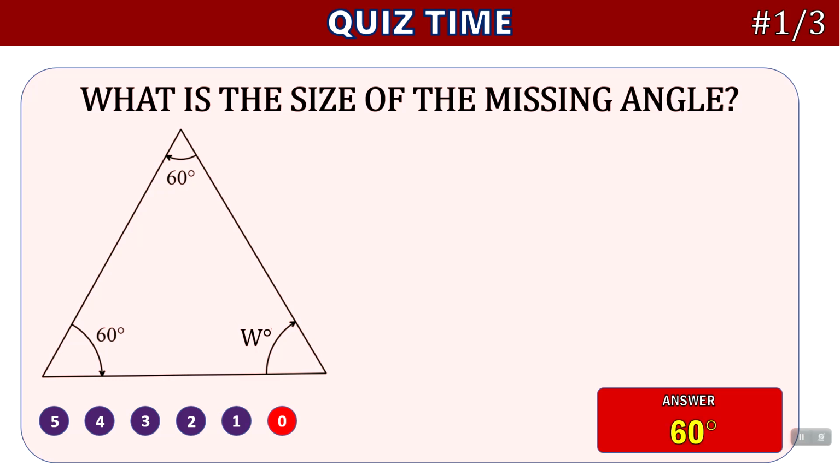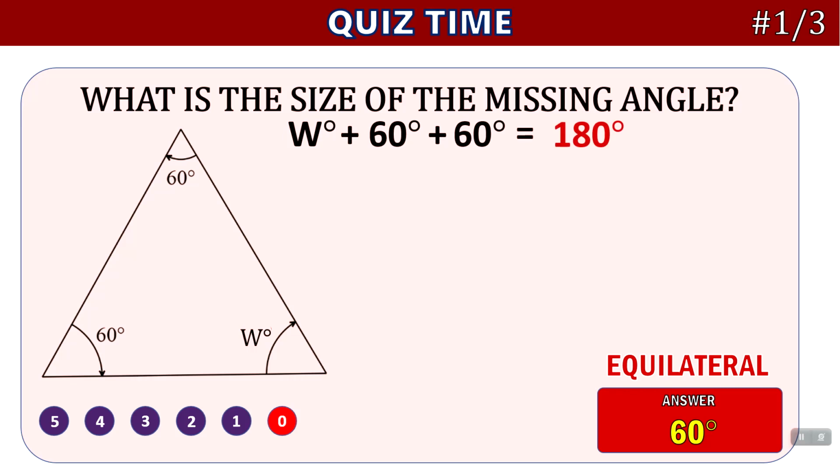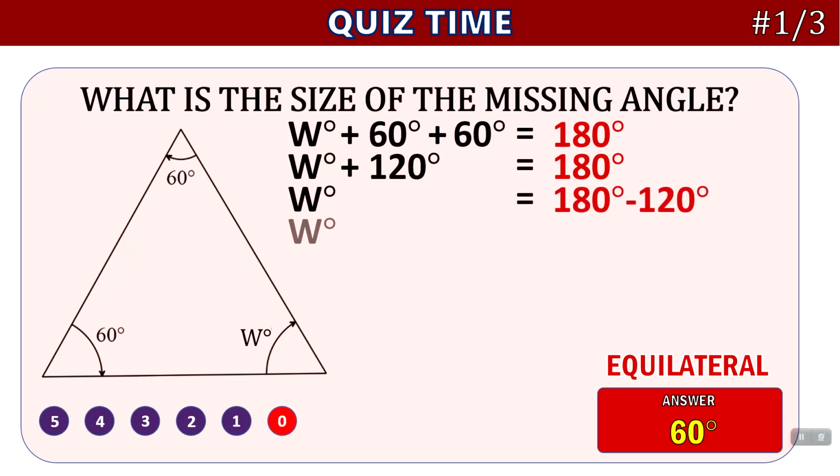We can see from the diagram that the two other angles are 60 degrees and 60 degrees. And we know that this triangle is an equilateral triangle in which all angles are 60 degrees. And so if we worked it out, we would say W plus 60 plus 60 equals 180. W plus 120 equals 180. W equals 180 take away 120, and therefore W equals 60 degrees.